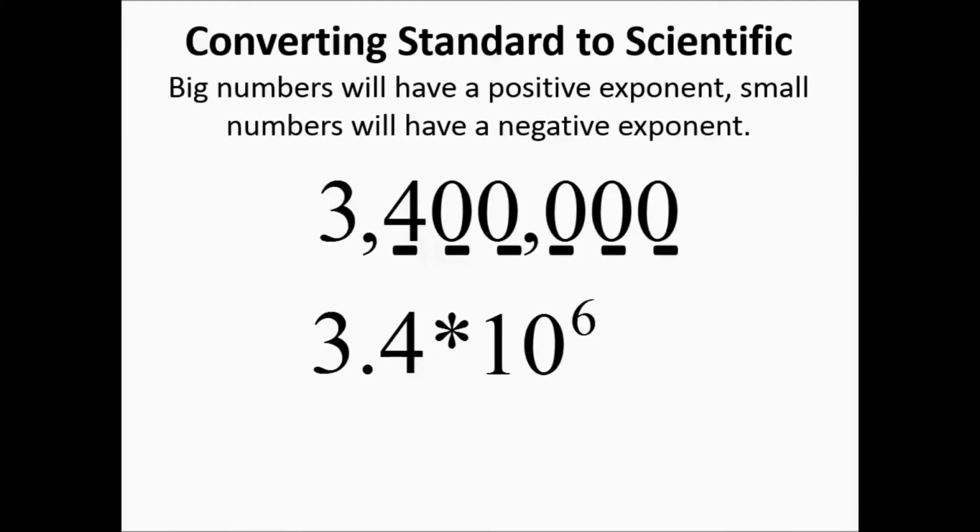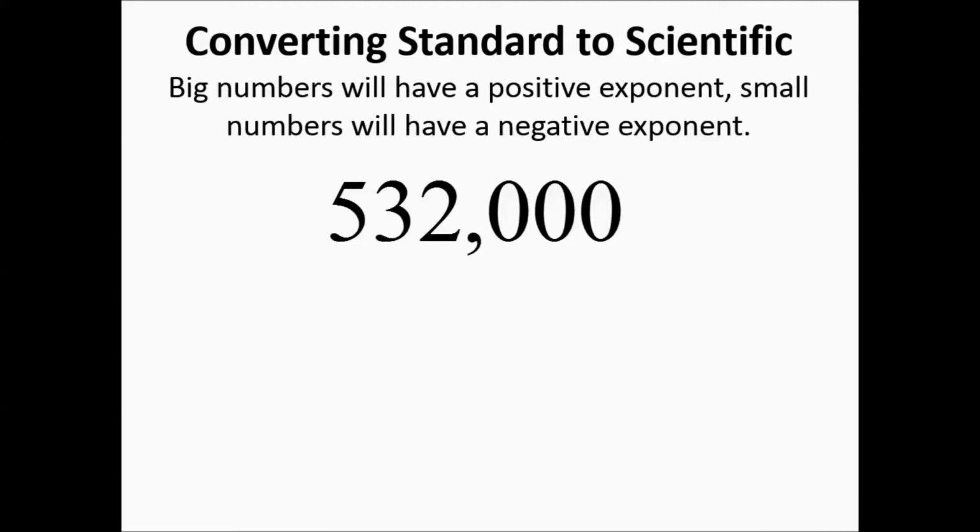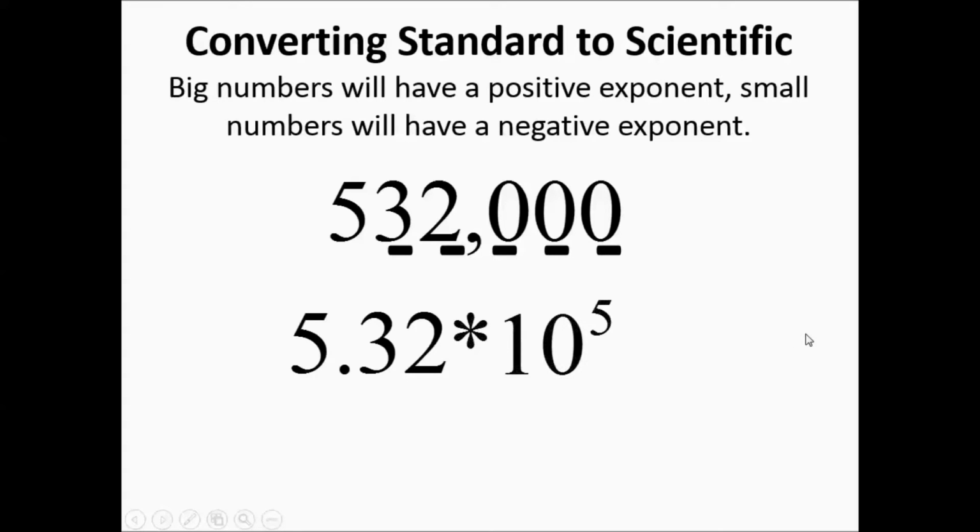We'll do a couple more. This is a big number. It's going to be a positive exponent. So we focus on this 532. We don't want to use 532. We don't want to use 53.2. We want to use 5.32 because that number is between 1 and 10. There's 3 zeros, but there's an additional 2 place values we need to consider. So it's not going to be 10 to the 3rd. It's going to be times 10 to the 5th. And that's that one.